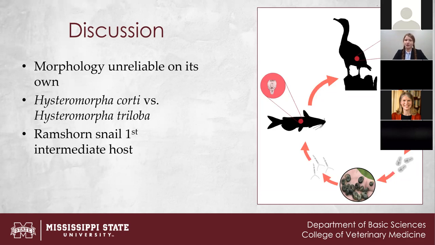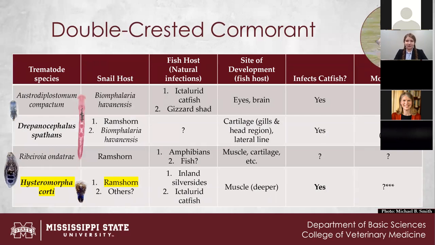Our molecular data also supports the idea that our Hysteromorpha specimens were conspecific, and we've identified the first intermediate snail host for Hysteromorpha corti as the ram's horn snail, thus completing the life cycle. So we can edit this list of catfish trematodes that use double-crested cormorants as their definitive host to include Hysteromorpha corti instead of Hysteromorpha triloba.